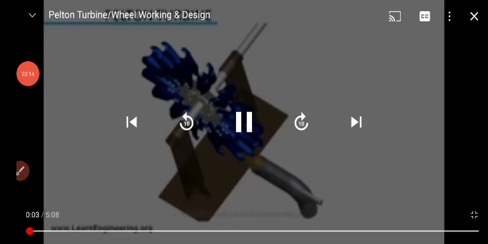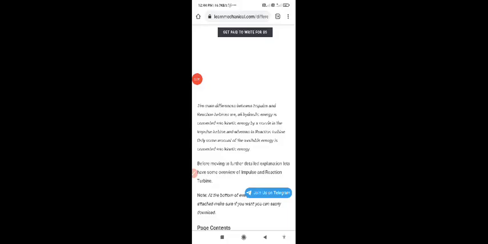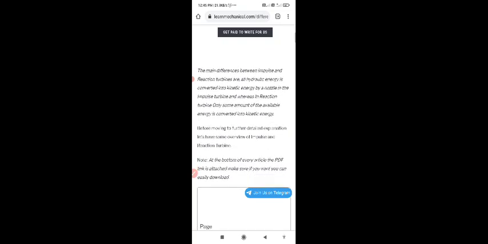Pelton turbines are suitable for power extraction when water energy is available at high head. Now we will differentiate between impulse and reaction turbine. The main difference between impulse and reaction turbine is that all hydraulic energy is converted into kinetic energy by a nozzle in the impulse turbine, whereas in the reaction turbine only some amount of the available energy is converted into kinetic energy.